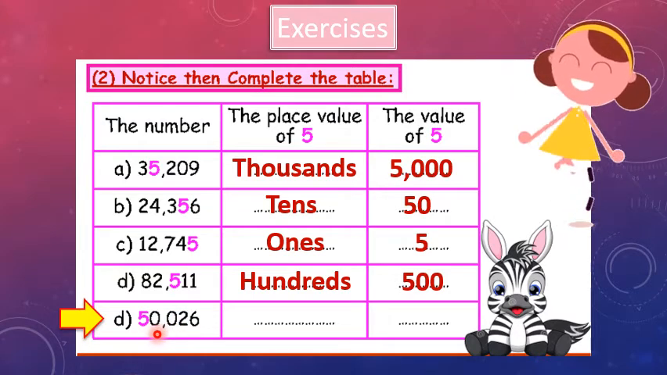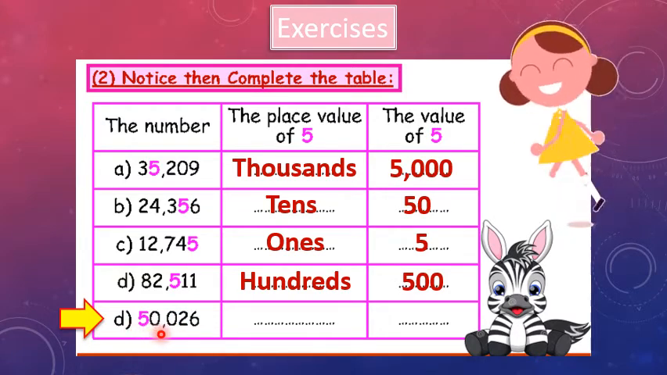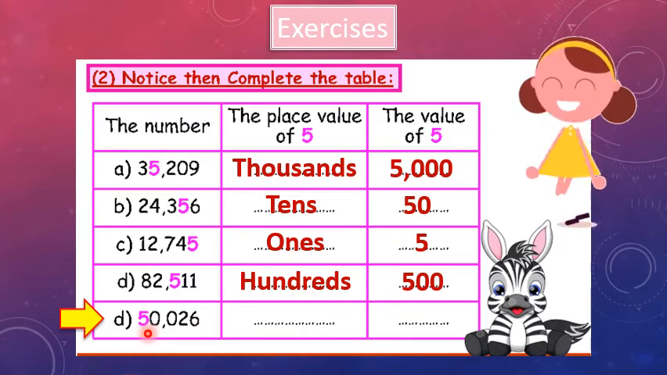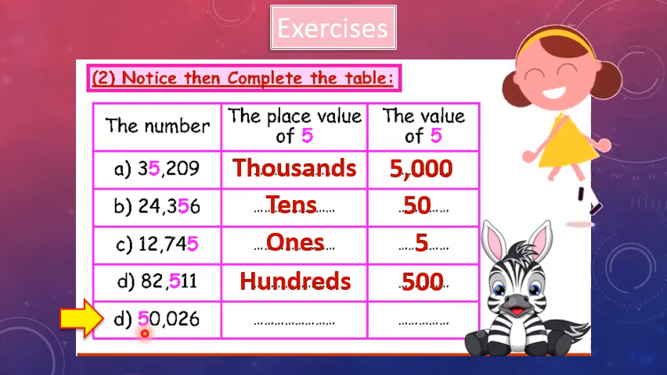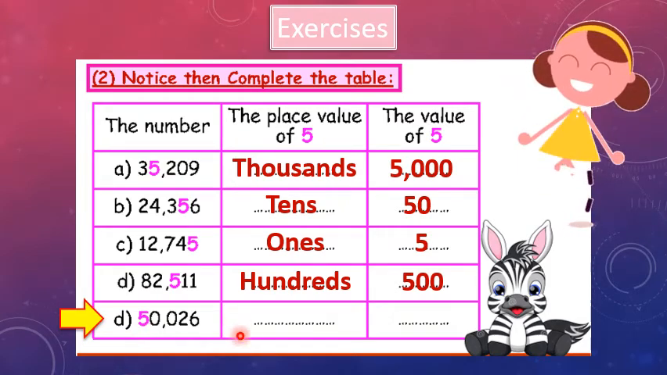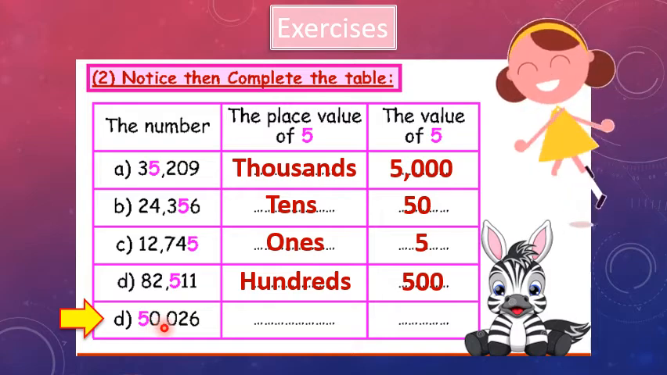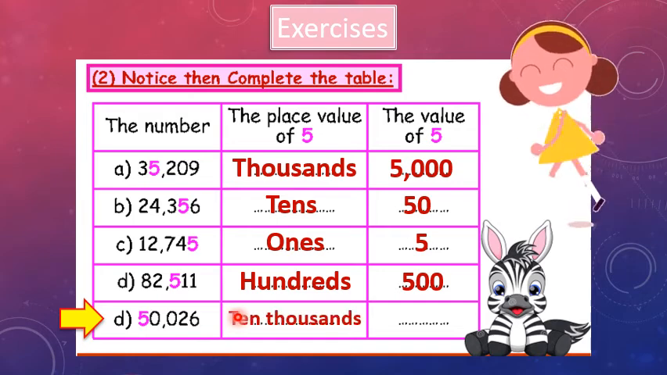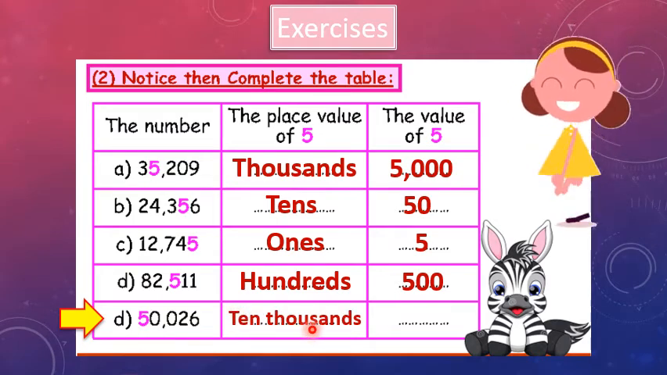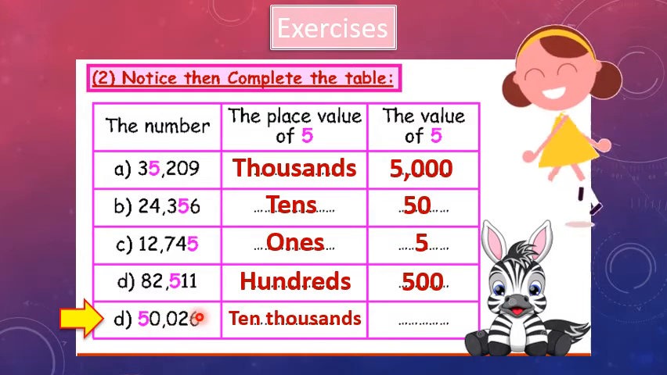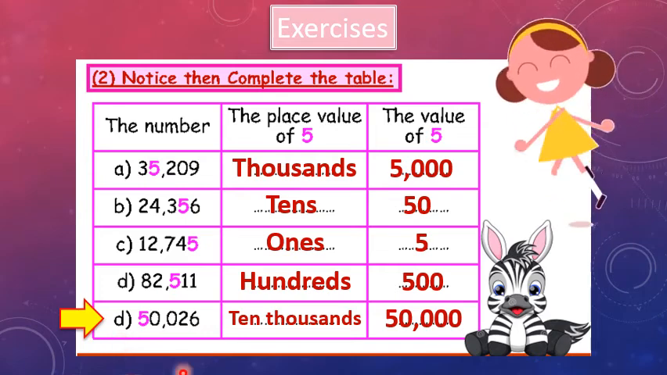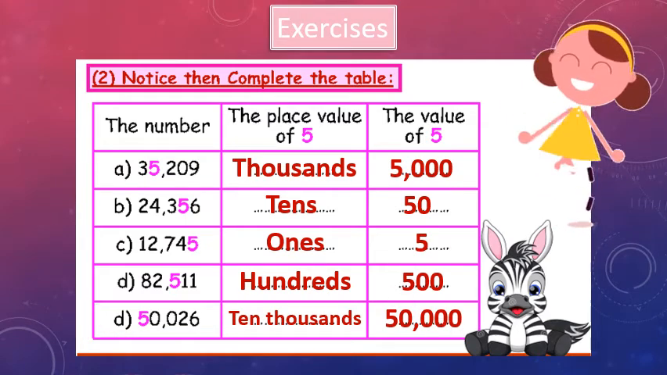And last one here, ones, tens, hundreds, and put our comma. So read the number to the left of this comma. It will be 50,026. Search for 5 in this number. It will be, yes, in the 10,000s place. The first place after the comma is thousands, and the second one is 10,000s. Then we'll write down here 10,000s, and our value will have how many zeros beside 5? 1, 2, 3, 4. 4 zeros beside 5. It will be 50,000. Good job.